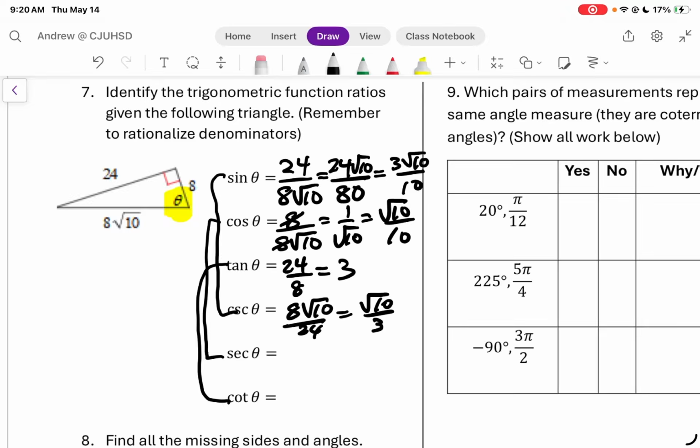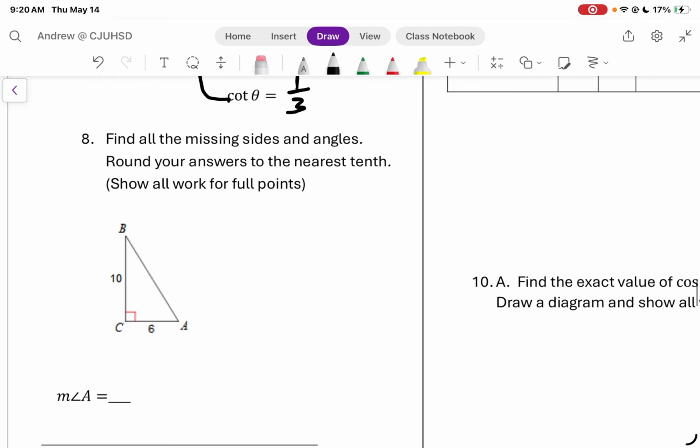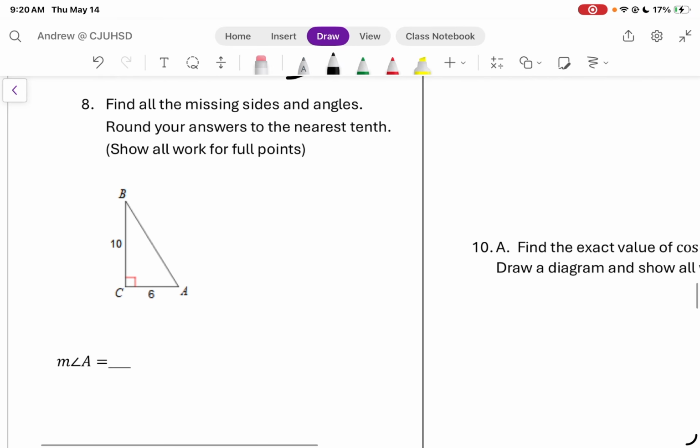The secant is the reciprocal of cosine. So you can go back to 1 over root 10 and just call it root 10. And the cotangent is the reciprocal of 3, and that's 1/3.